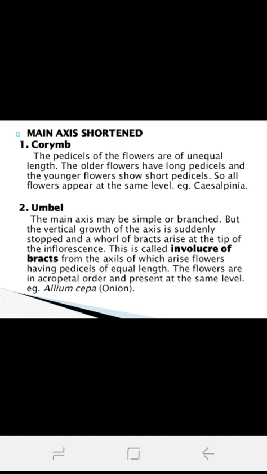The common example is Caesalpinia pulcherrima. Then next is umbel. Here the main axis is simple or branched, but the growth of the vertical axis suddenly stops.